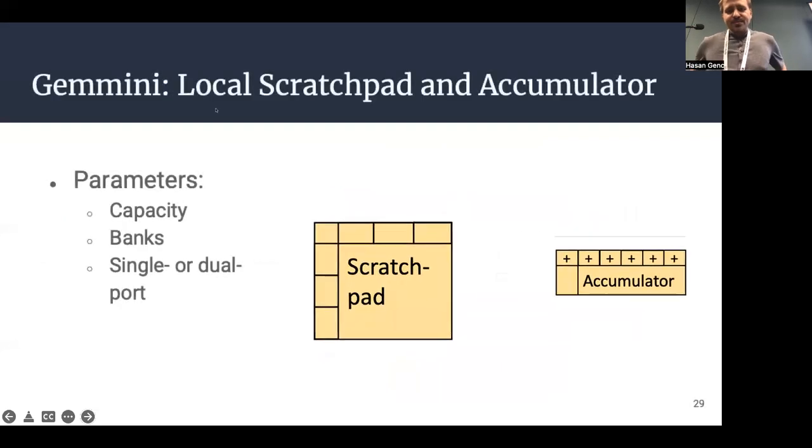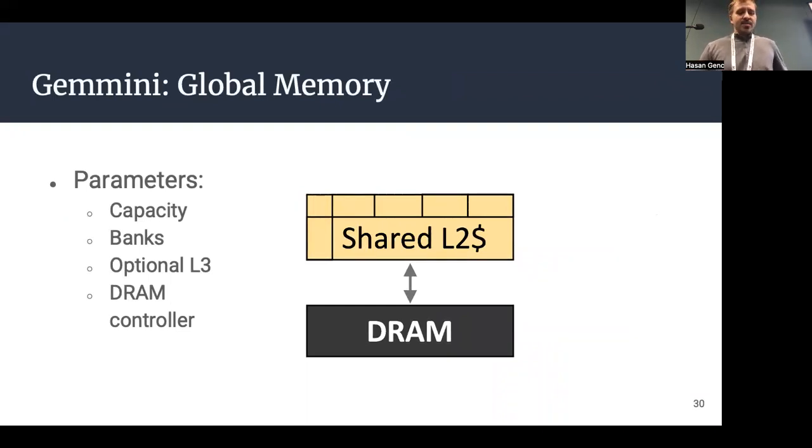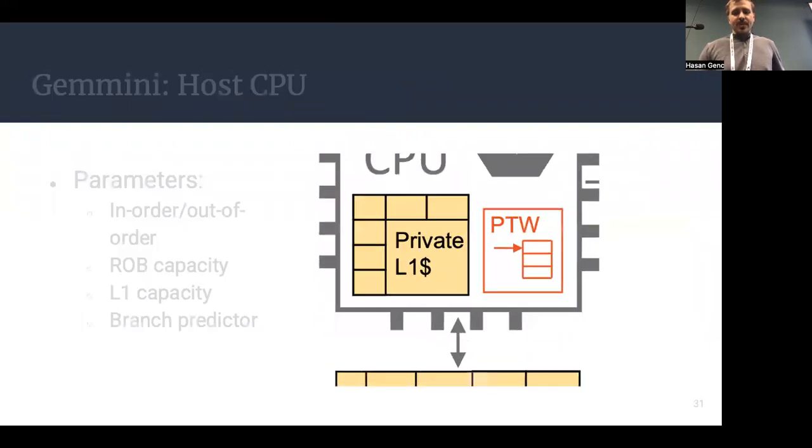Okay, so Gemmini also has a local scratchpad from which it reads data and to which it writes results. The scratchpad is parameterized to support different capacities, different banking strategies, different porting options. The local scratchpad reads and writes data to a global memory, which has its own cache and DRAM hierarchy, which can also be parameterized by the architect to have different levels, different DRAM controllers, etc.